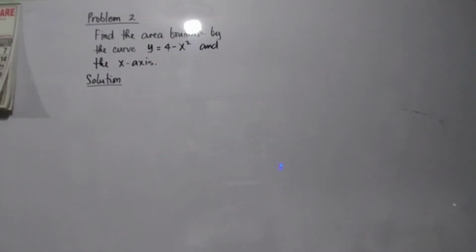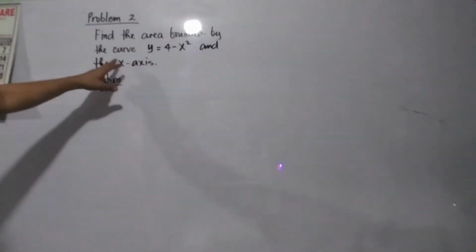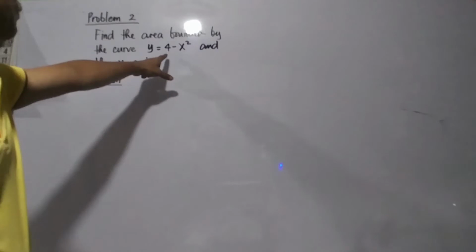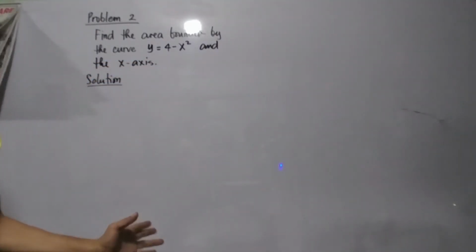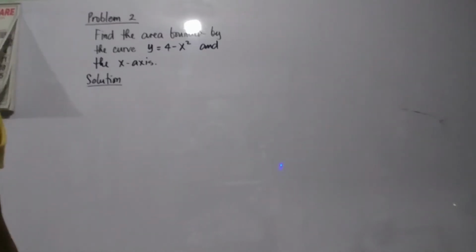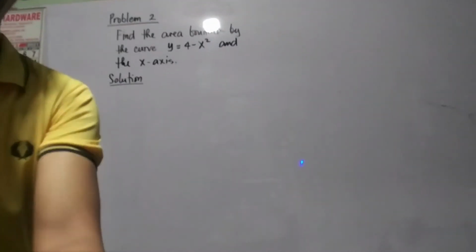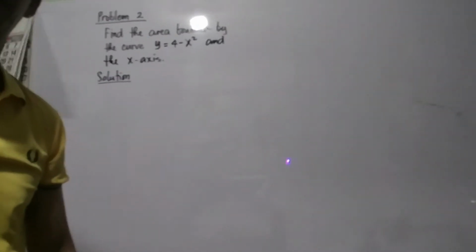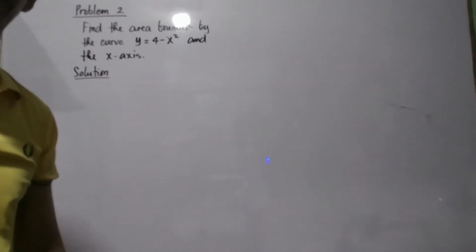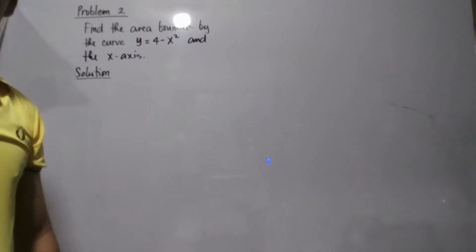Okay. So find the area bounded by the curve y equals 4 minus x squared and the x-axis. Again, you have to apply your knowledge in analytic geometry to draw the curve.